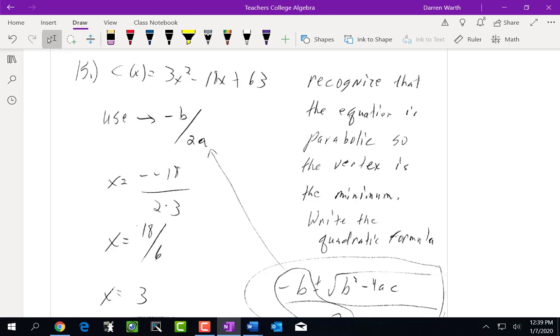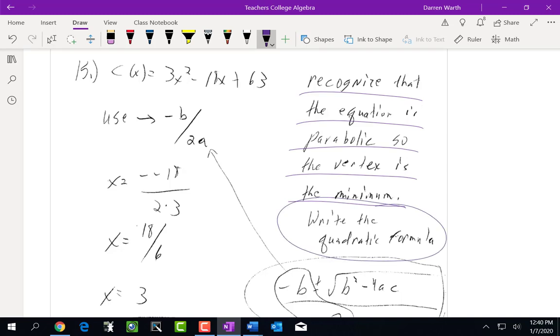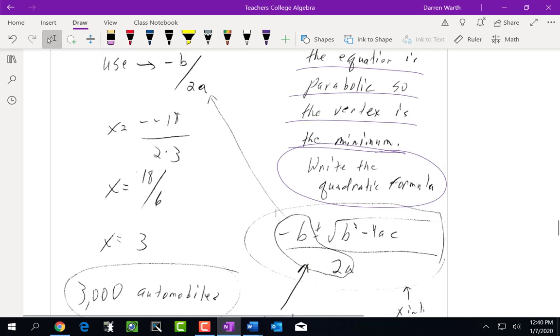Okay, what you need to do is recognize that since this equation is parabolic, the vertex is the minimum. So to figure out the formula, we're going to write the quadratic formula. In the quadratic formula, this part of it is your vertex. So here's the part of your quadratic formula that is the vertex. I'm going to use this number right here, negative b over 2a, to find the number that gives me the minimum cost.